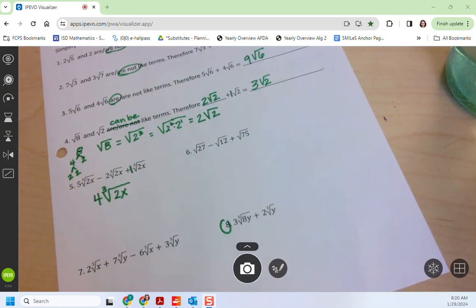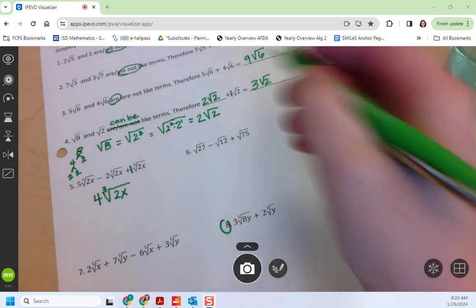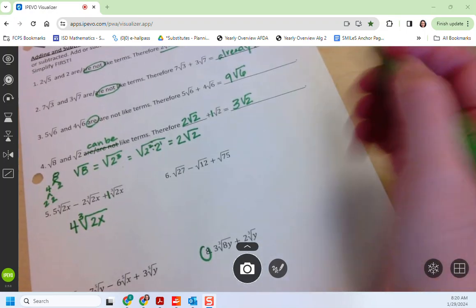The radicand is the number underneath. Do we have the same radicand? No. Do you think there might be a same radicand if we simplify? It's definitely worth trying, right? So we're going to do a factor tree for each one.